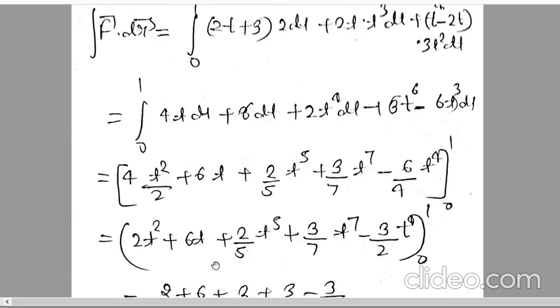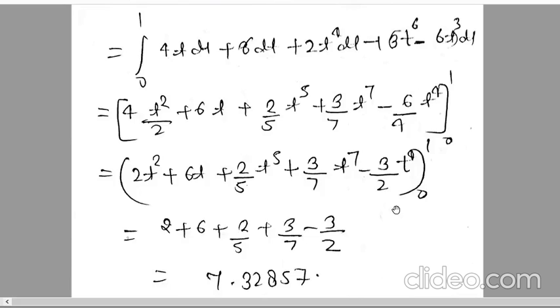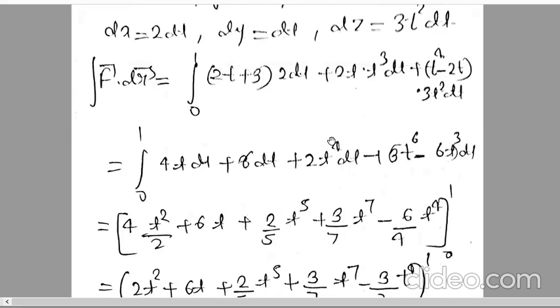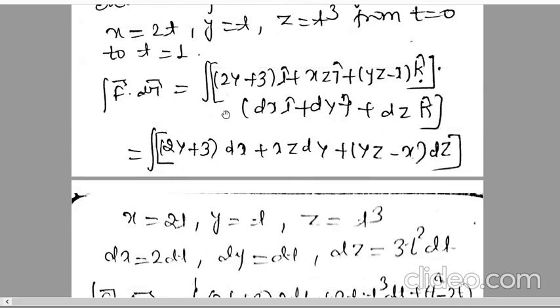Just integrate with respect to t. So you will get 7.32857 here. Right? So this is your final answer. That means x, y, z are three variables here. So you will convert all these variables into a new variable t, and because there is a line integral here, only one integral will be on one variable. So just convert all these variables into a new variable. Right?